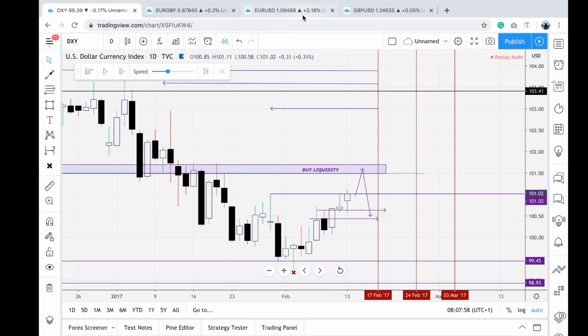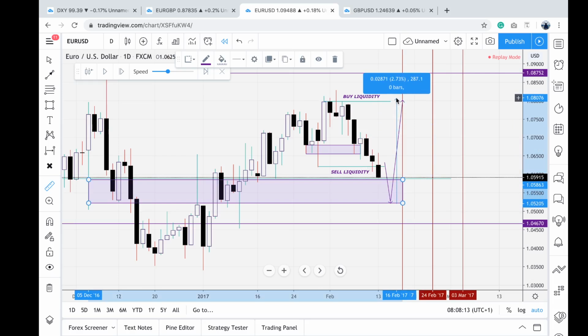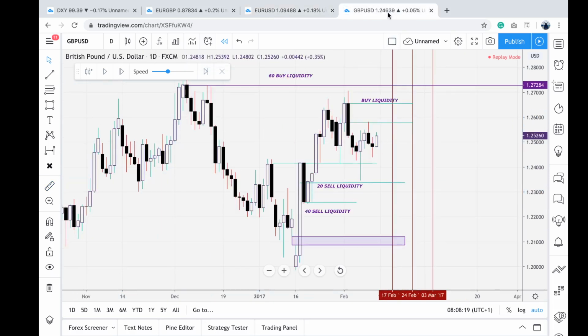Right. So if EURUSD trades into this region, we could take a potential swing trade. Now we're going to have a swing trade on our hands because we know our target would be this buy liquidity, and that could present us a range of about 284 pips to the upside. For GBPUSD, we don't really want to see price do anything, so I'm going to stay out of that.